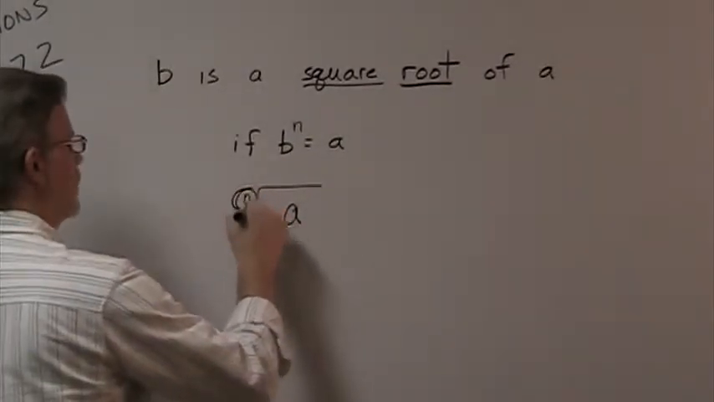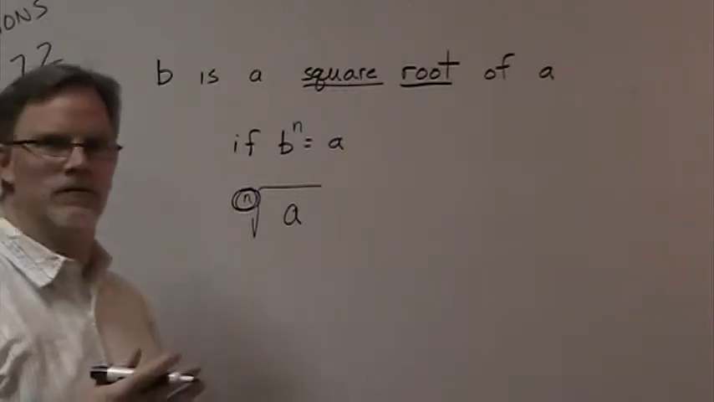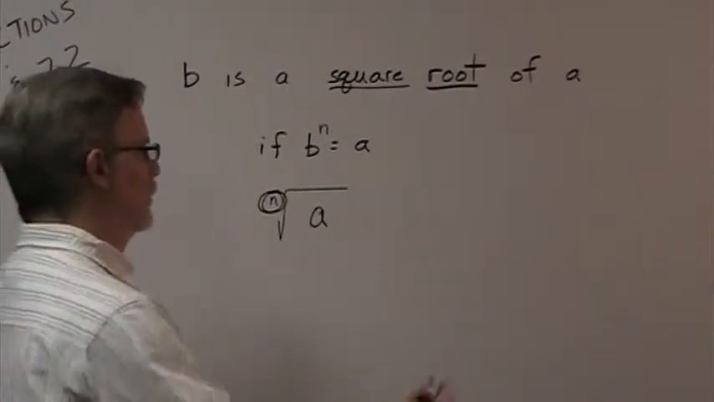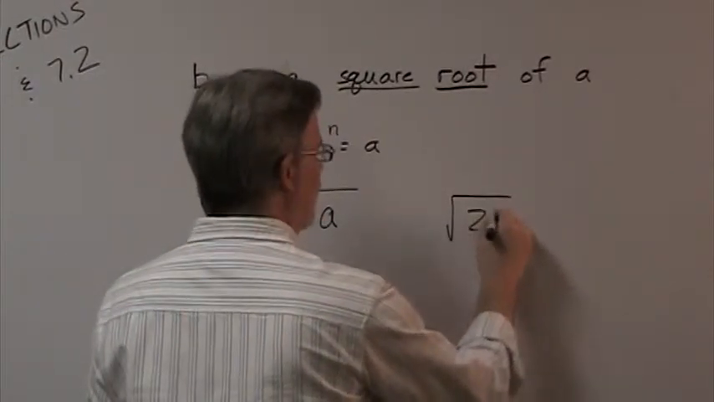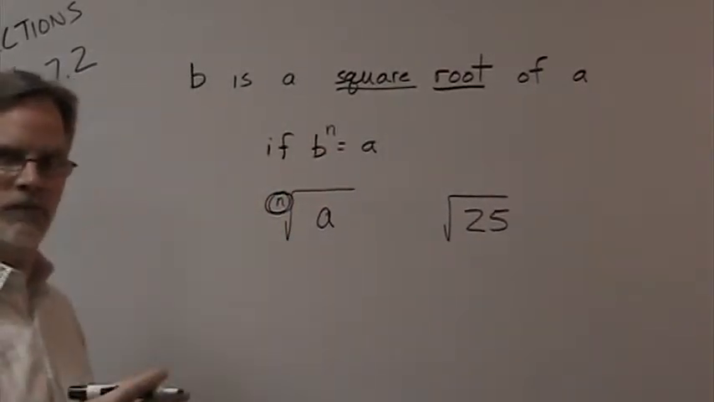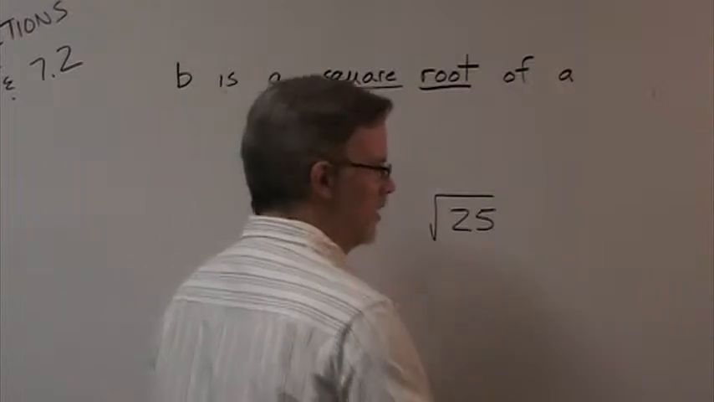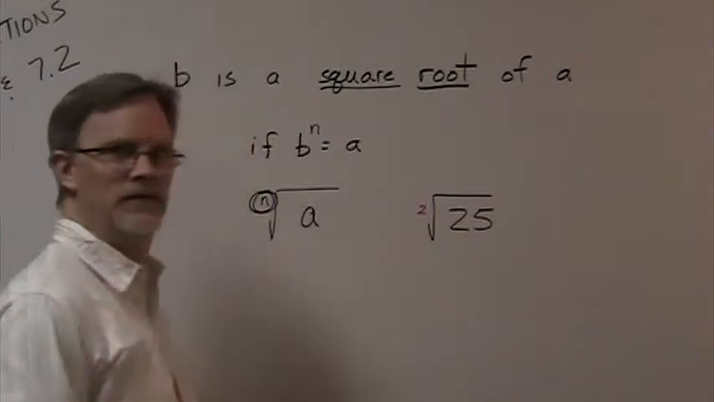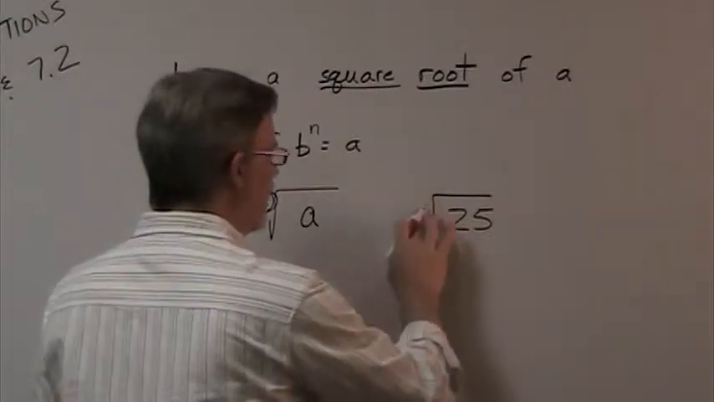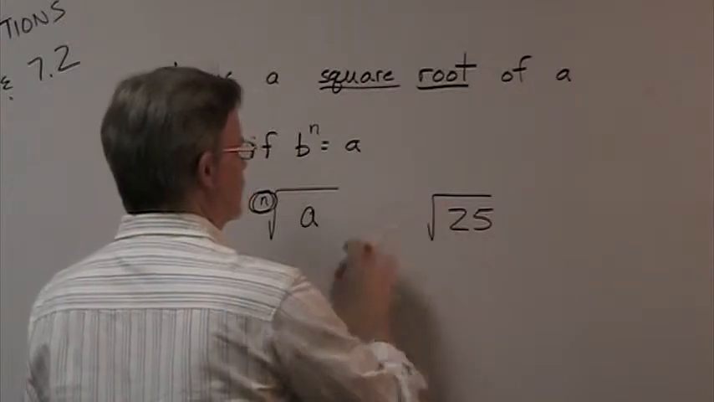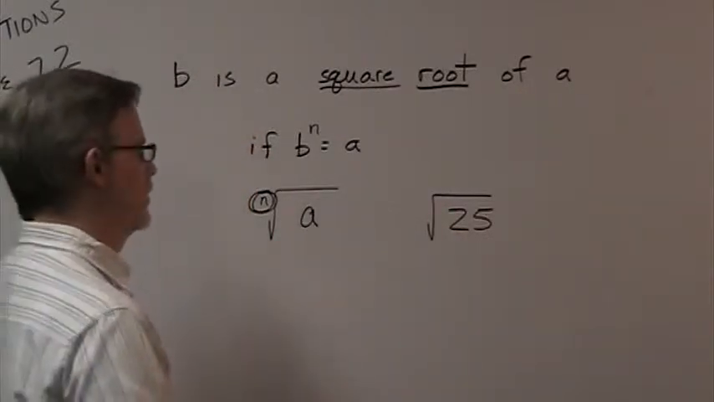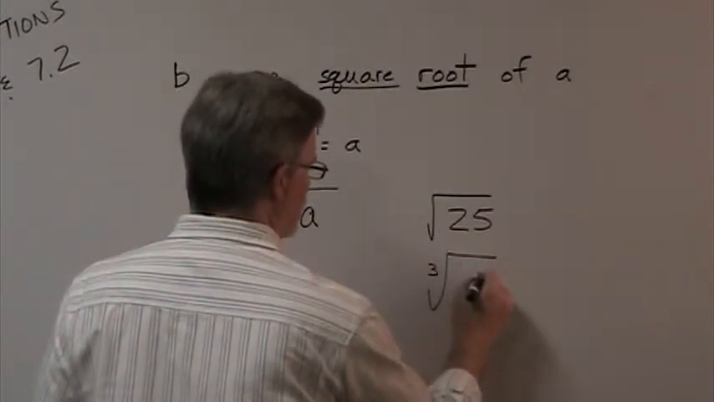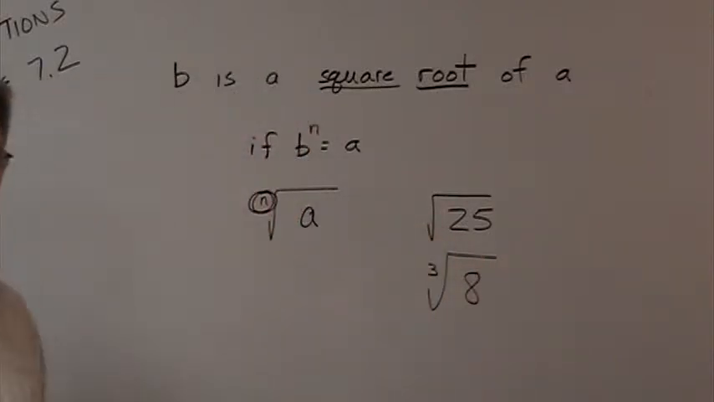This n is very important when you're dealing with roots, because you're probably very familiar with dealing with a square root. We were just talking about, for instance, the square root of 25. A square root is understood. The little 2 here is understood, and we don't write the 2. But you do have to write it for all the other roots. For instance, the cube root of 8, you have to write a 3 there.